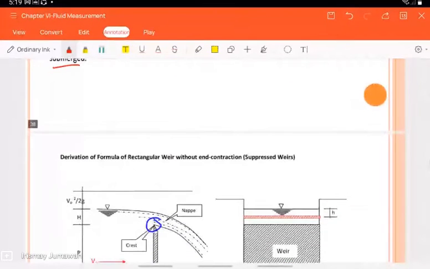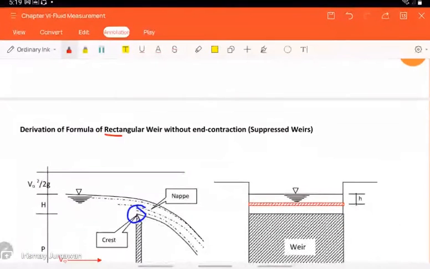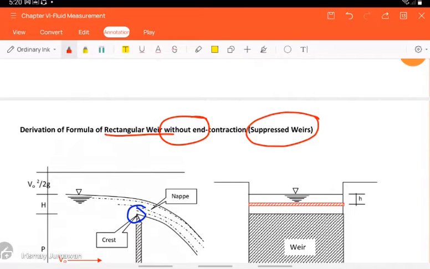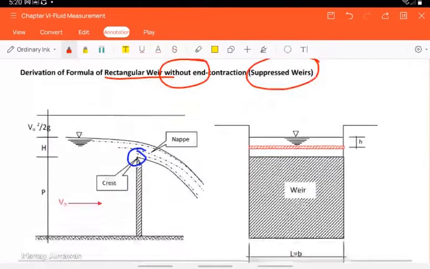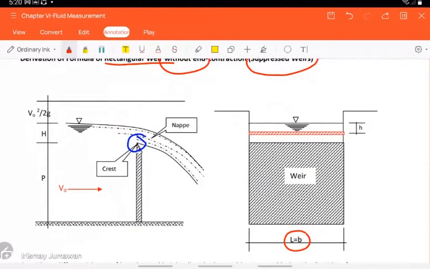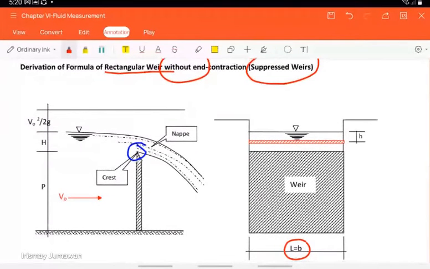Okay, so this is a derivation of the rectangular weir. So this is without end contraction. So what I've said, the rectangular weir has its own design. So, this rectangular weir is without end contraction and is a suppressed weir. So what do you mean by suppressed weir? A suppressed weir is when the length of the weir is equal to the width of your channel. So if the width of the weir is equal to the width of the channel, that is a suppressed weir.